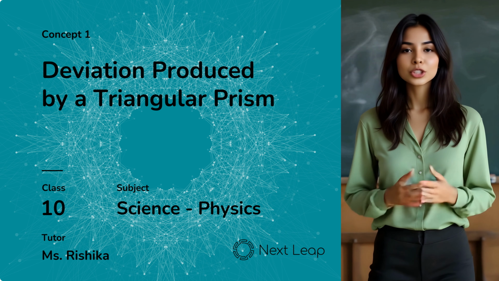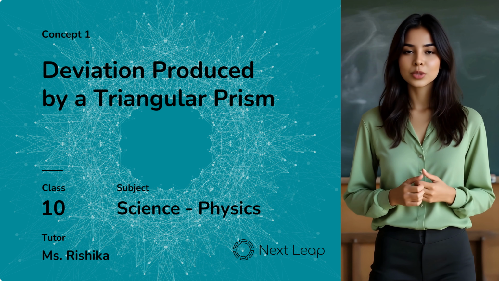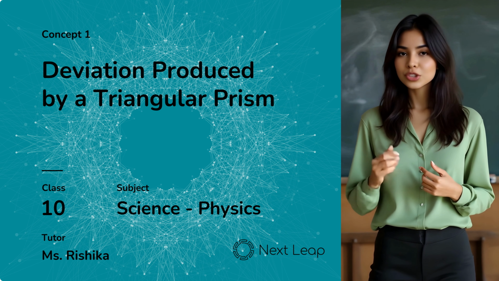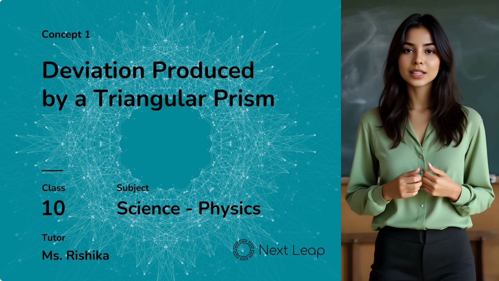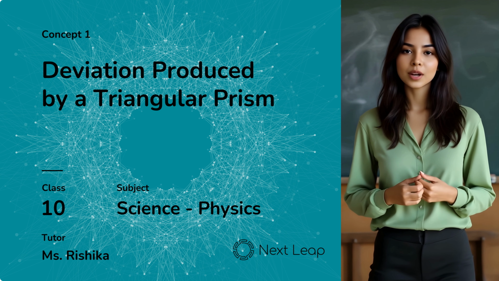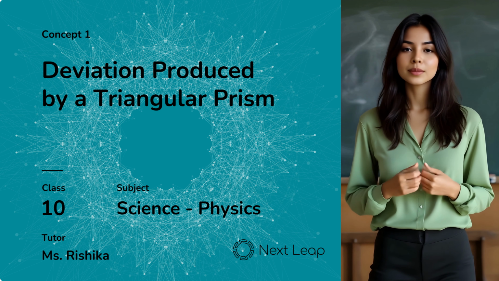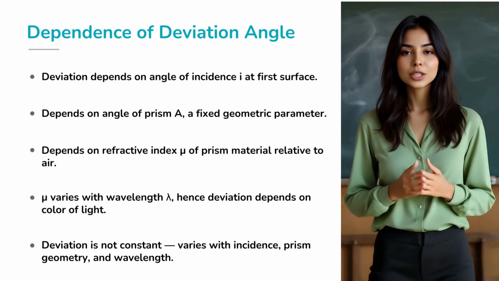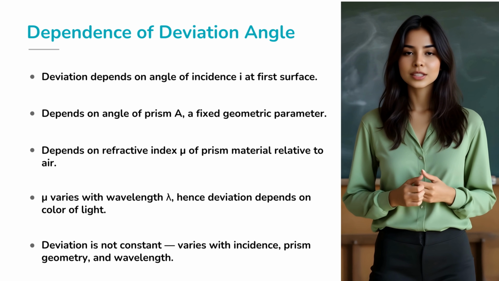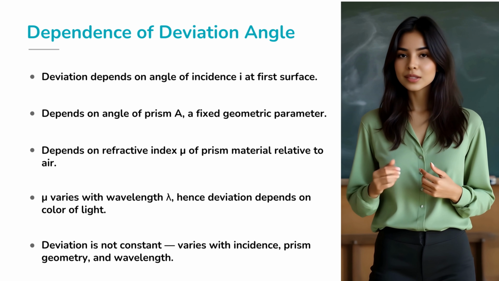This total deviation is just the angular difference between the incident ray and the emergent ray. Isn't it fascinating how two tiny bends give rise to such a neat formula? Now, let's dig deeper. What decides how much the prism bends the light?